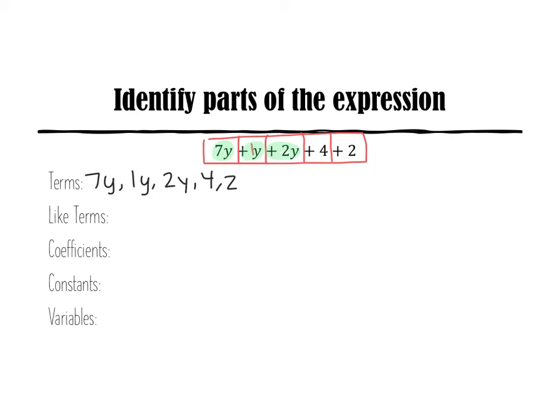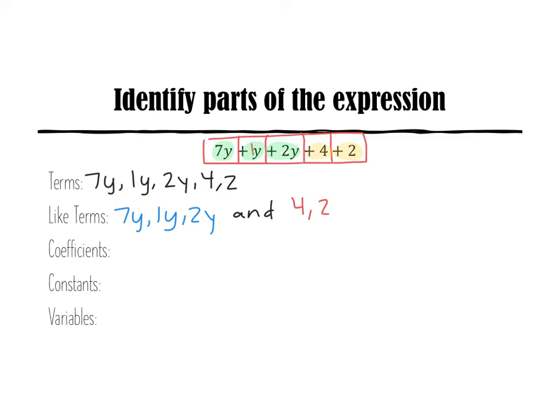Now, I do have another set of like terms. These are just numbers. Those are also considered like terms. So 2 and 4 are going to be like terms. So we have two different sets of groups here. We've got our 7y, 1y, and 2y. Those are like terms. And then separately, we have another set of like terms, which is going to be our 4 and 2. And those, remember, it's because they don't have a letter at all. Since they both don't have a letter, they are considered like terms.